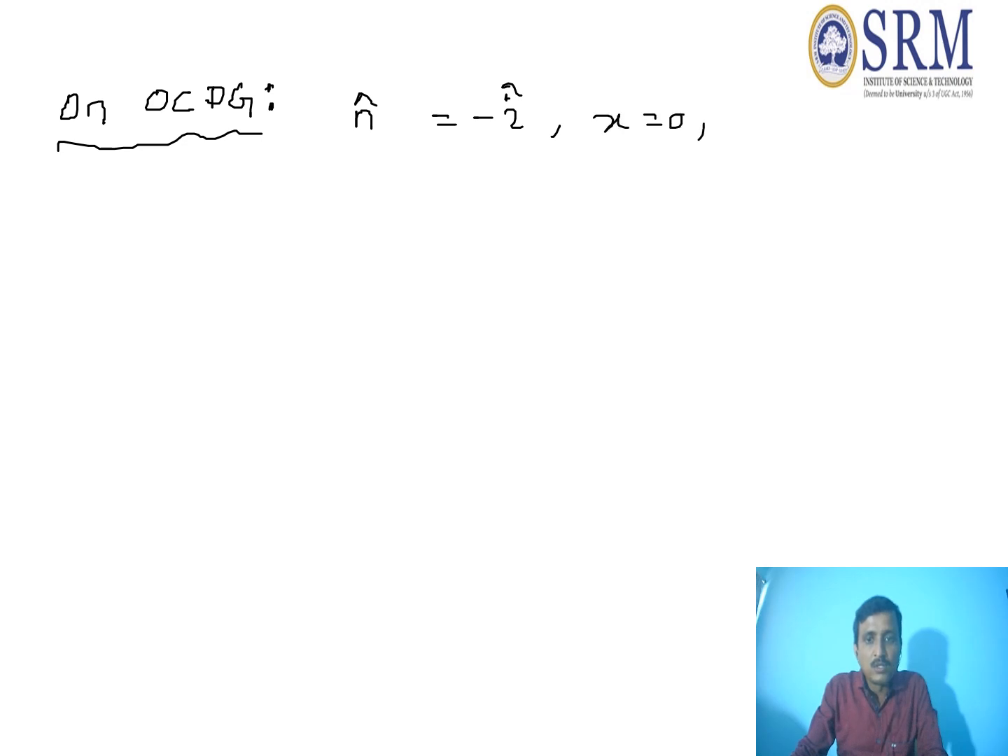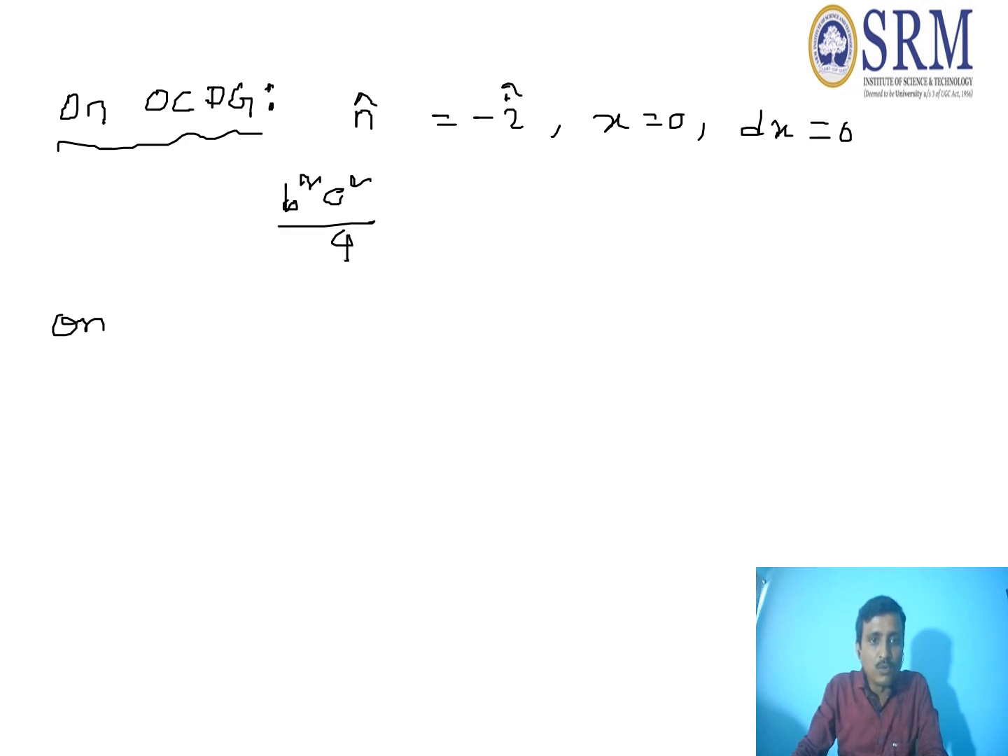So similarly on OCDG, what will be the value? On OCDG, I am writing in short form, n will be equal to minus i. n is minus i, x is equal to 0. Then what is dx? dx will be equal to 0. And what is the integration value? On OCDG, just like the previous one, you will get b square c minus b square c square divided by 4.